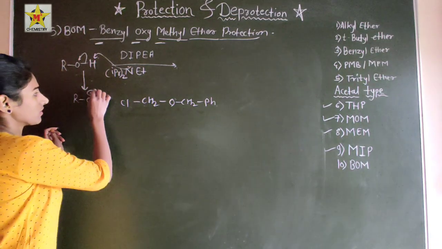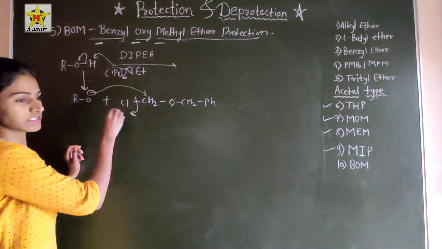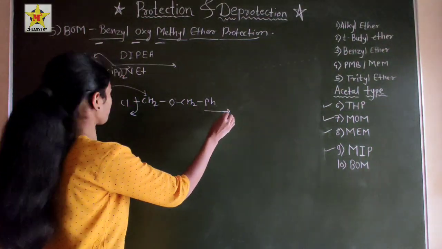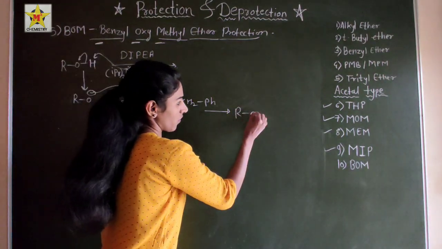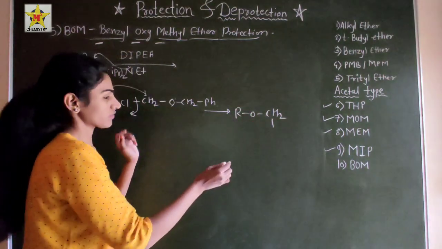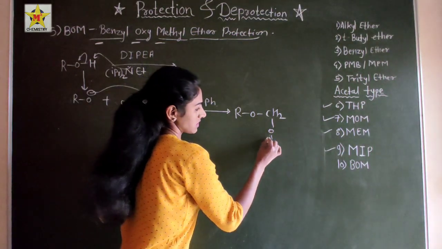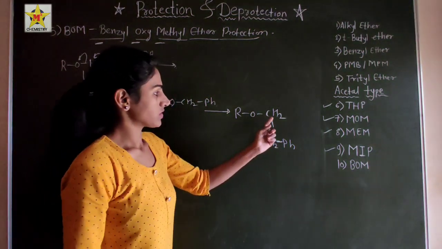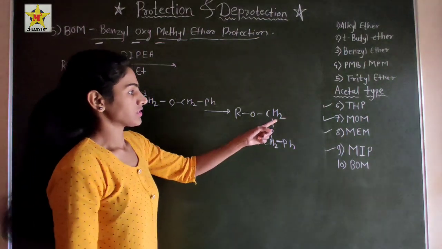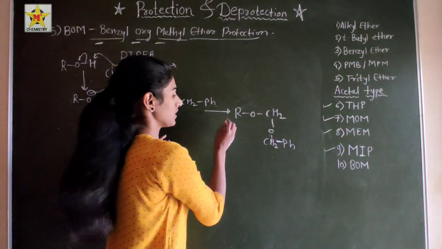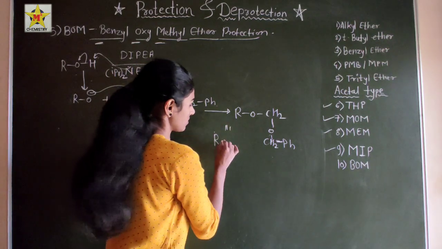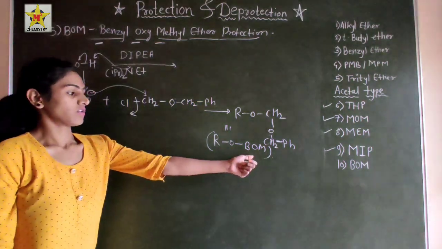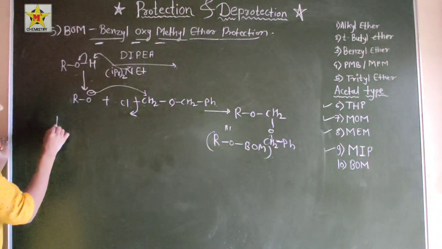This O minus will attach over this CH2 and Cl will depart, and formation of ROCH2OCH2Ph. Okay, ROCH2OCH2Ph means benzyl oxymethyl ether. We can write it also like this: ROBOM. Benzyl oxymethyl ether protection.